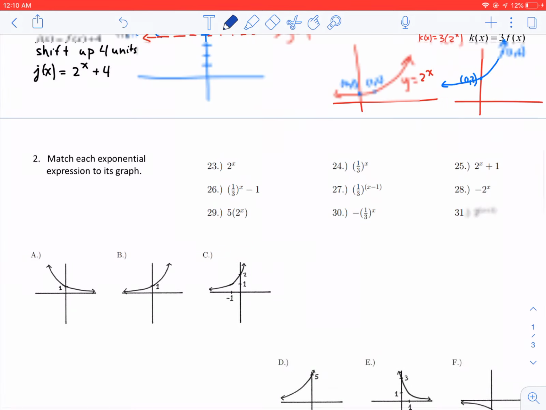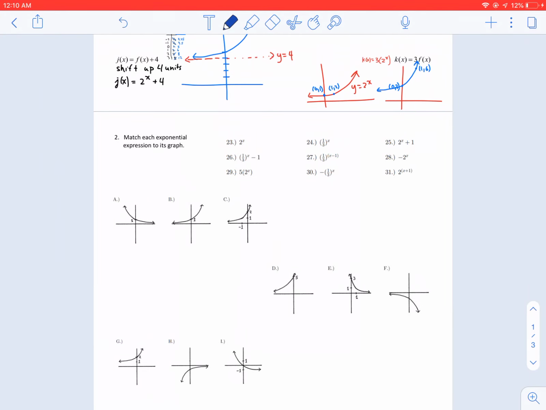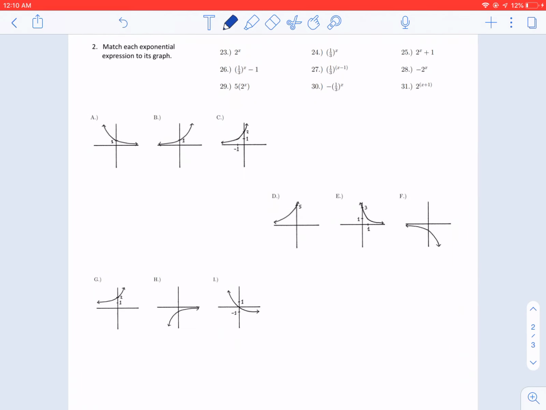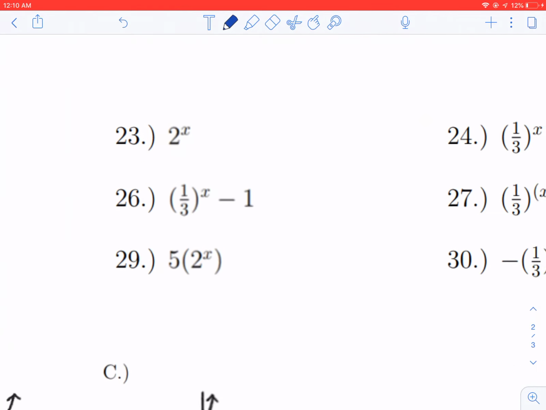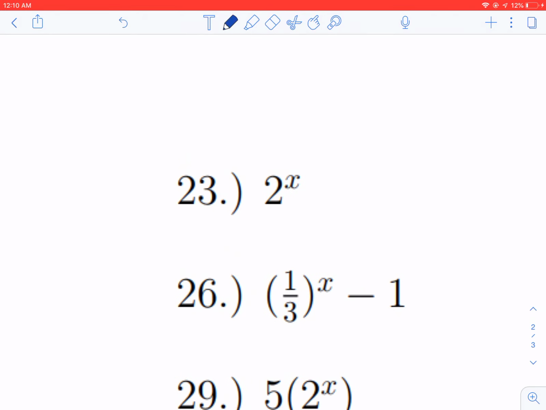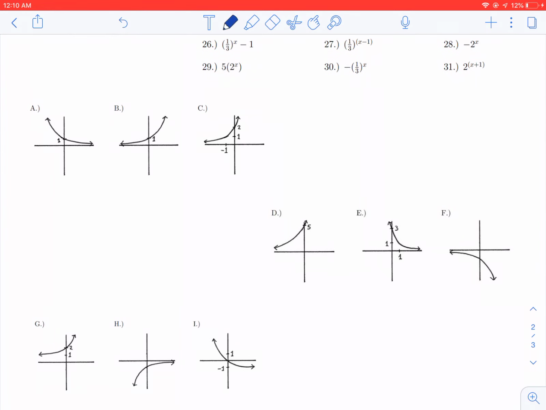At this point in class, I would have had you talk to a neighbor for a couple minutes and try number 2, matching each of these exponential expressions to its graph. So if you were to graph them, I know you can't graph an expression, but pretend all of these were functions, y equals, and graph them, match them to the graph. All right, so if you want to try, give it a shot.